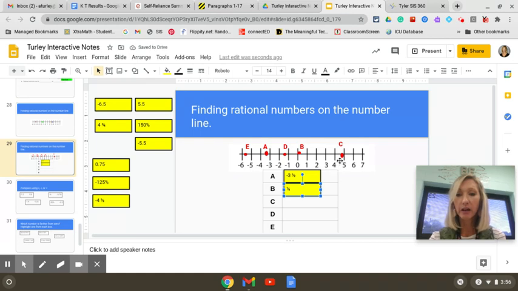C is, again, positive and it's between 4 and 5, closer to 5. So it's going to be 4 point something or 4 and a fraction. So that's negative. That won't work. 4 and 3/4 could work. Negative won't work. Nope, it's just going to have to be 4 and 3/4.